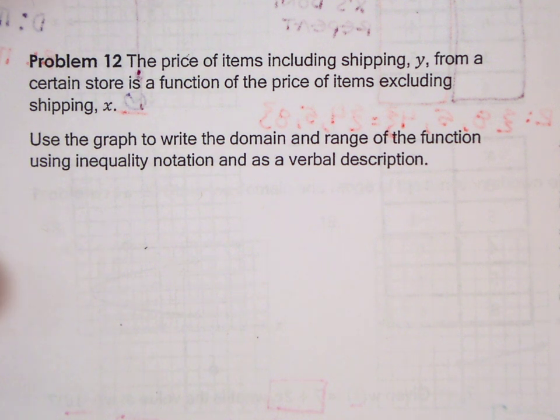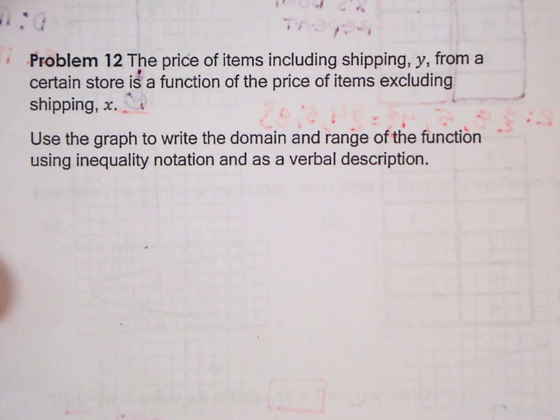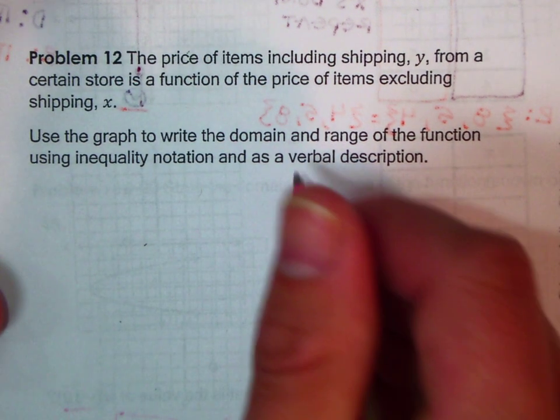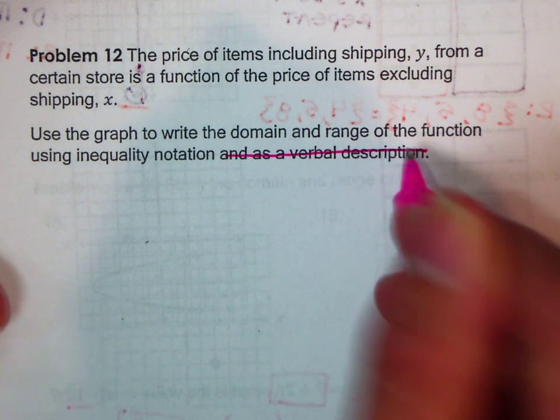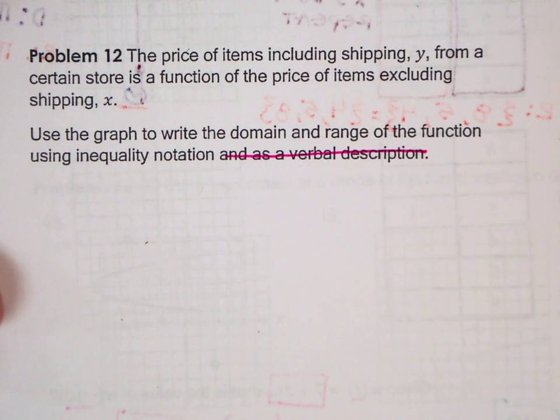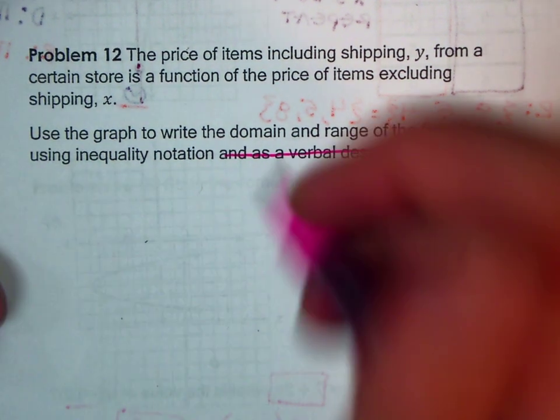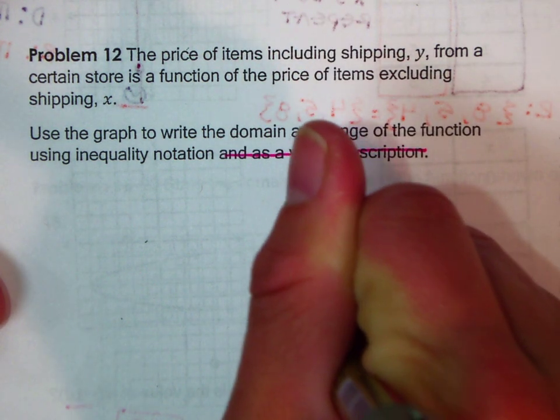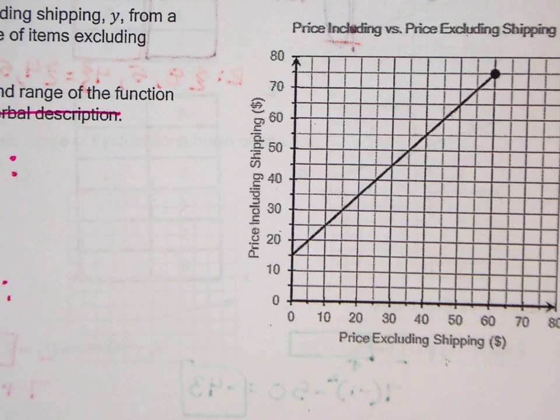On number 12, it is a word problem. It says the price of items including shipping y from a certain store is a function of the price of items excluding shipping x. Use the graph to write the domain and range of the function using inequality notation and as a verbal description. So we're not going to do the verbal description because, like I said, that's going to be multiple choice on the test, and we kind of did that matching game and stuff. So I really want to just focus on writing the domain and the range from the graph. So let's look over here at the graph.